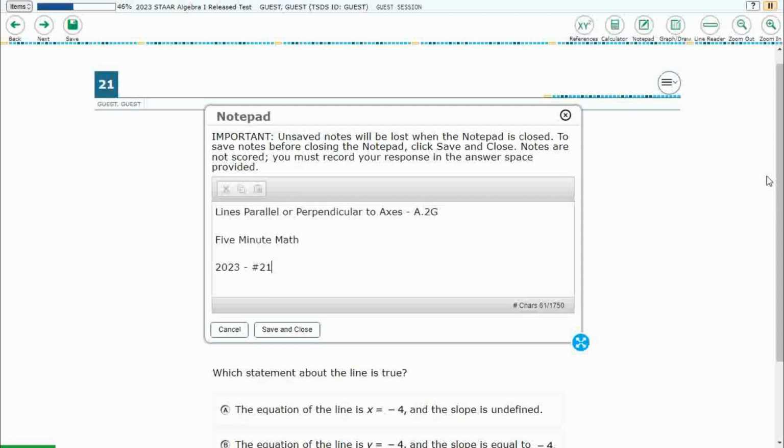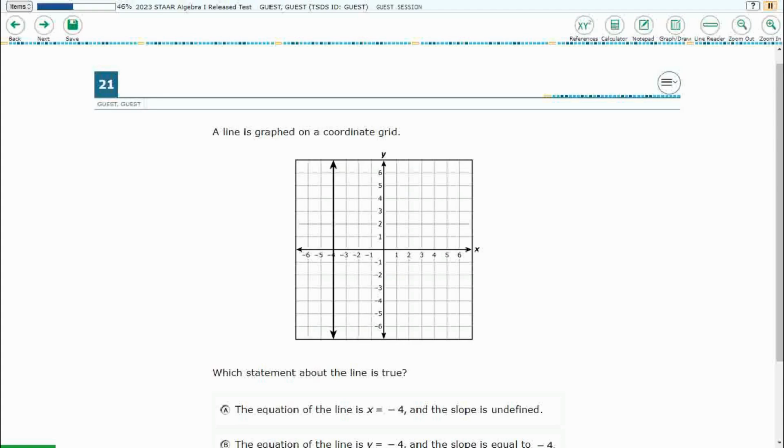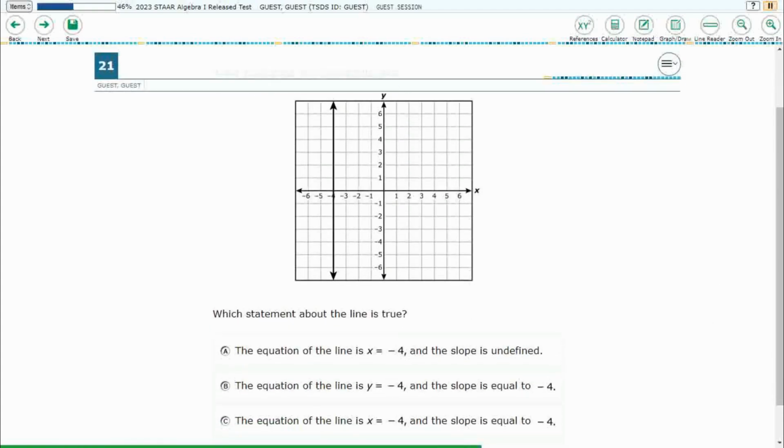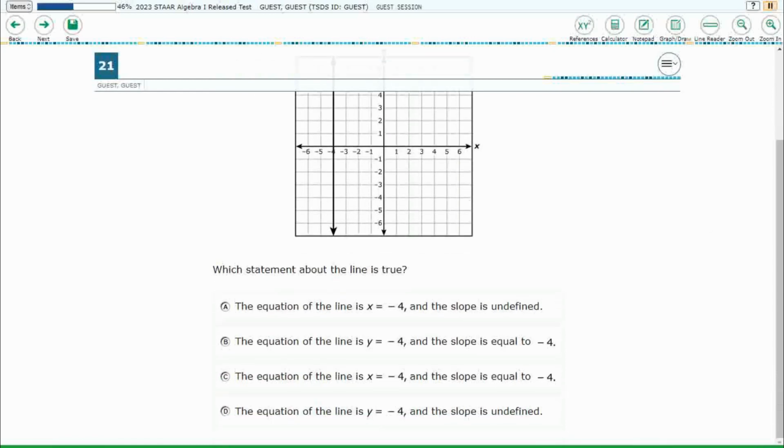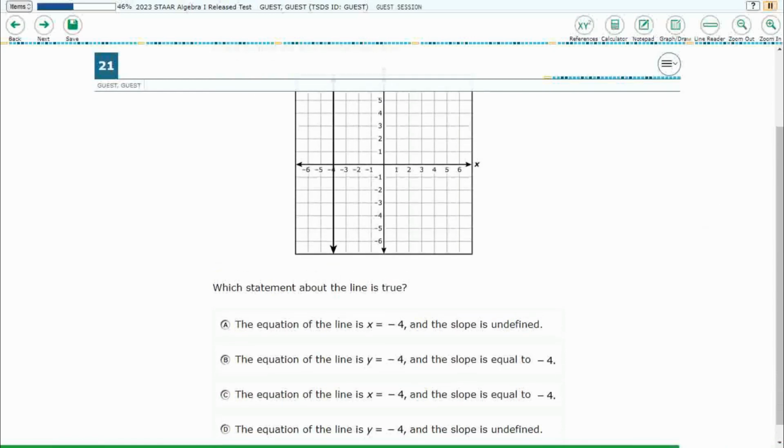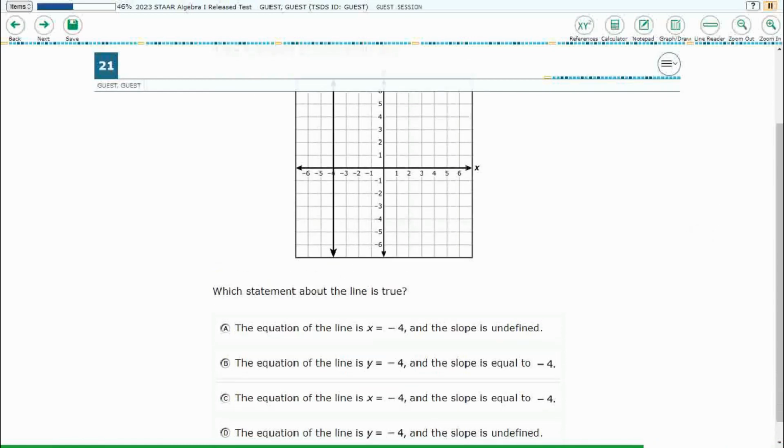Today we are looking at the Algebra 1 concept of lines parallel or perpendicular to axes. This is standard A.2G in the great state of Texas. We are using item number 21 off the 2023 released STAAR test. If you haven't done so already, please take a moment to pause the video, work this problem out on your own, unpause it, and we will look at our answers together.